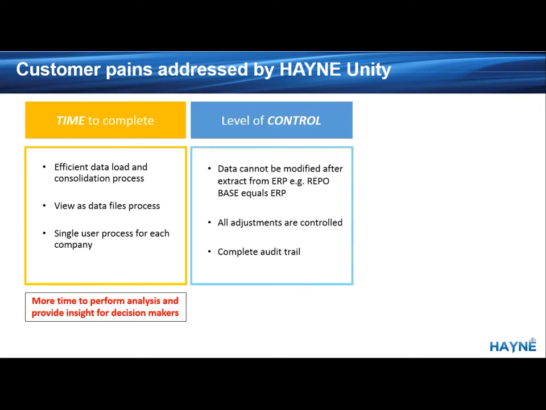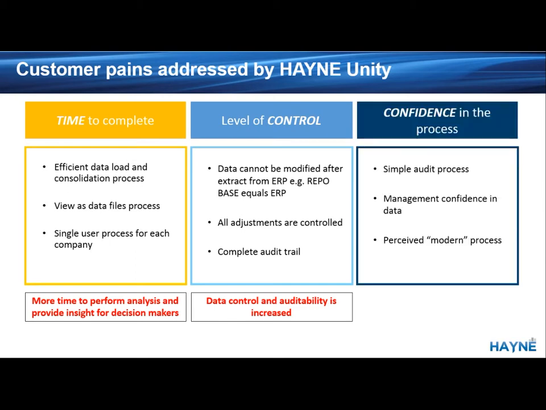In terms of control, we have confidence that ERP equals repo base, and all adjustments are therefore controlled from within the controller application, and we have a complete audit trail from ERP through to final reported numbers. So data control and auditability are increased with the use of Hayne Unity. In terms of confidence in the process, it simplifies the audit process, and management can have more confidence in the data, and as it's a one button press, it's perceived to be a modern process. So confidence in the data is increased and risk is reduced.